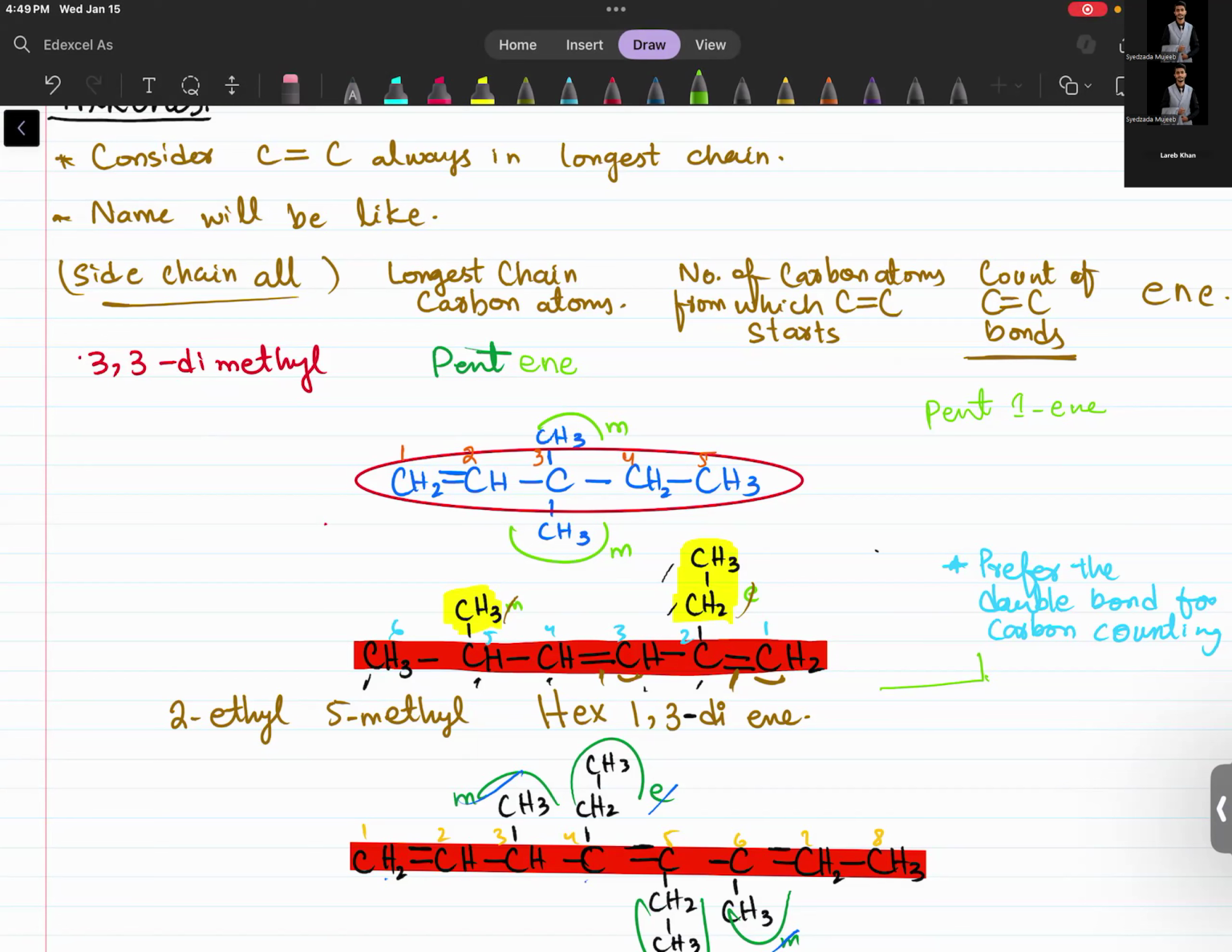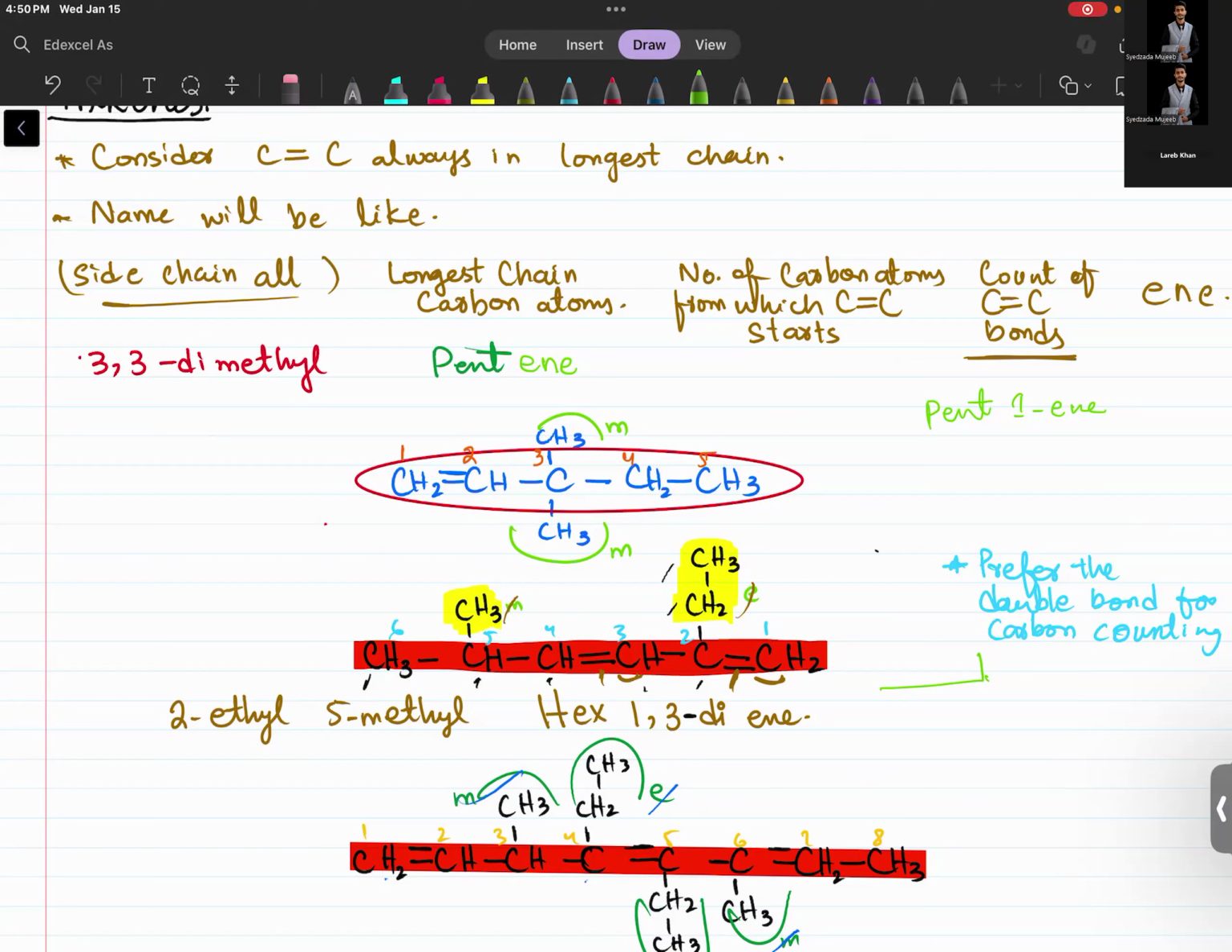Sorry, the longest chain is the 6 one here. The point is that we have 7 carbon atoms in the other direction, but we will not be considering that side. Why? Because we will be considering that side where we are having the carbon-carbon double bond. The carbon-carbon double bond is mandatory and a very important thing for us. You got my point? Yes, sir.